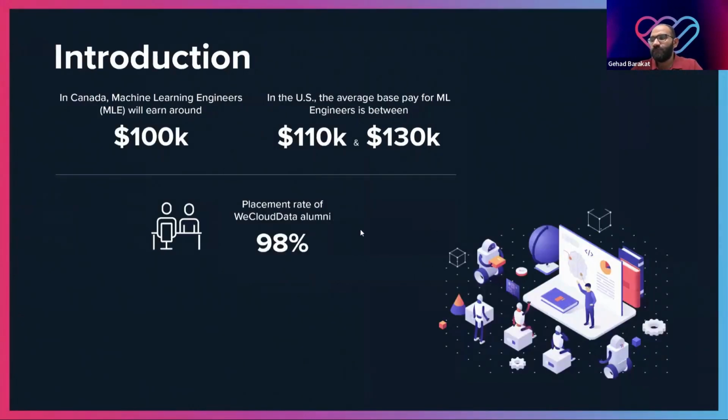For the market insights, right now, the average salary for a machine learning engineer at the junior level in Canada is around 100K, and in the States, it's between 110 and 130. And we are proud to say that we have a 98% placement rate from WeCloudData alumni, and all of the students are getting real data jobs, so we are not reporting any other kind of jobs to be included in our placement rate.